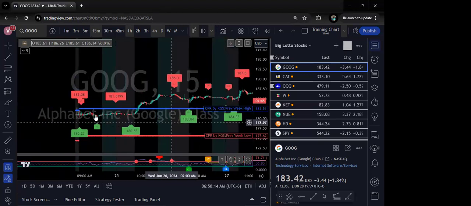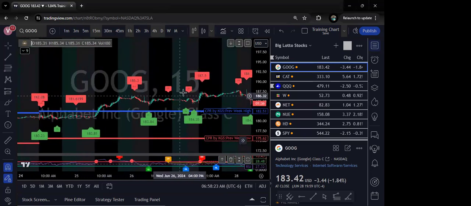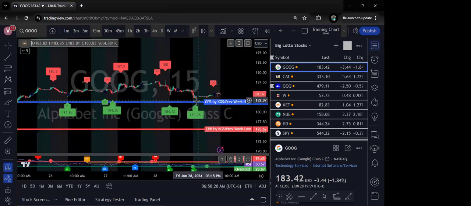Clearly, when the week began, it was below, then broke above it. By Tuesday, it was already telling you I'm going higher. It went up and gave us a new high. When it pulled back, it was coming back to this 182.